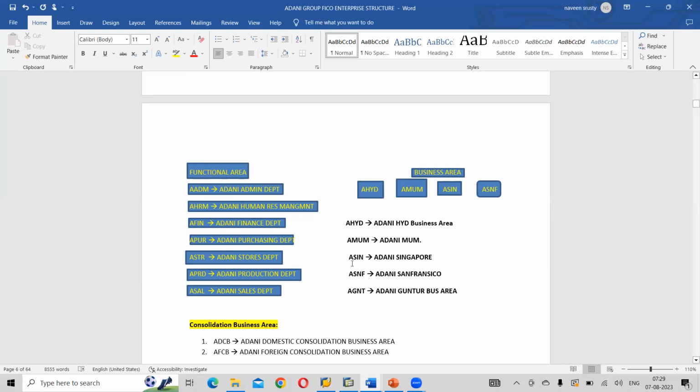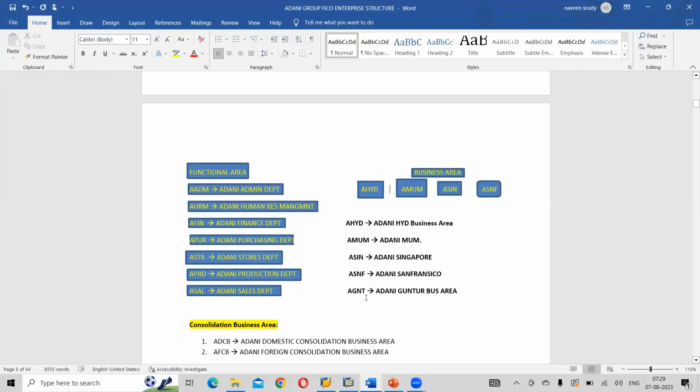Next one, ASIN, Adani Singapore business area. Next one, ASNF, Adani San Francisco business area, nothing but US business area. Okay. So these are the different business areas.